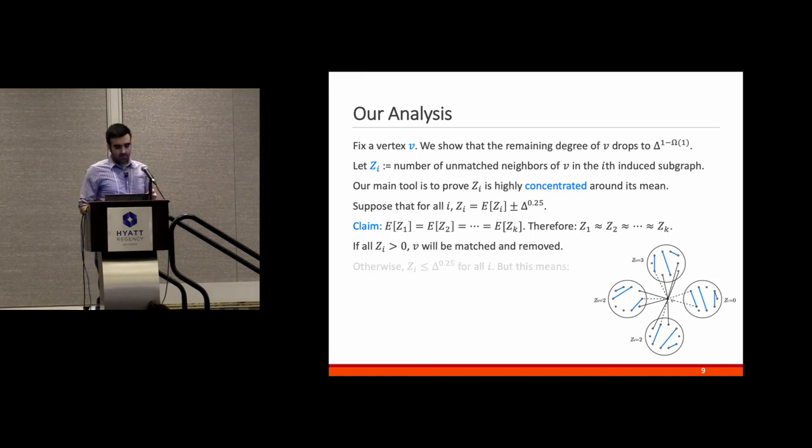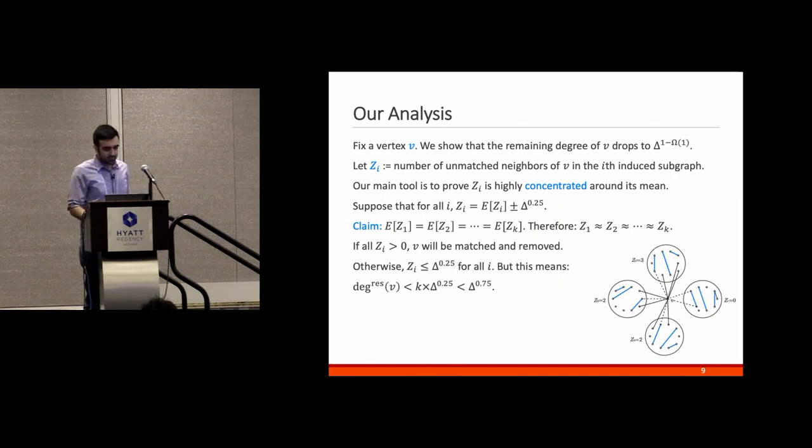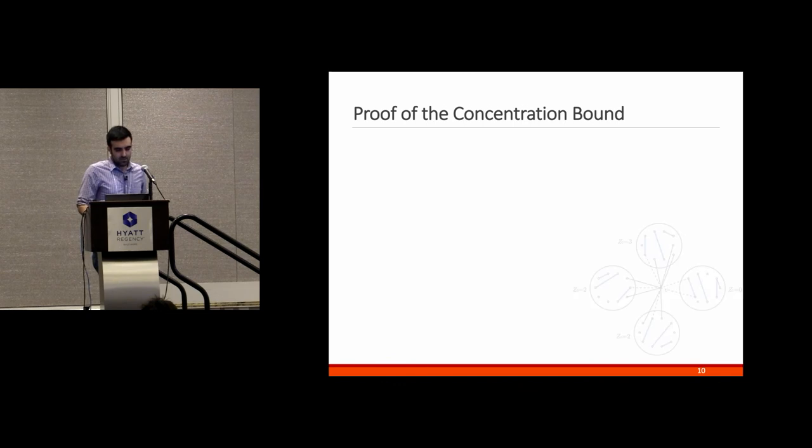Right? And if this is not the case, if there is some partition i in which this vertex has no unmatched neighbor, so that if this vertex is assigned to that partition it is not going to be removed from the graph, is not going to be matched, then since all of these zi's are concentrated around the same value, all of them are going to be close to zero up to an additive factor of delta to 1/4. So this basically shows that if zi is zero in at least one of these partitions, then some of these zi's, which is an upper bound on the remaining degree of this vertex after this procedure, is going to be small enough. Right? Okay, so let's see how we can prove such concentration bound.